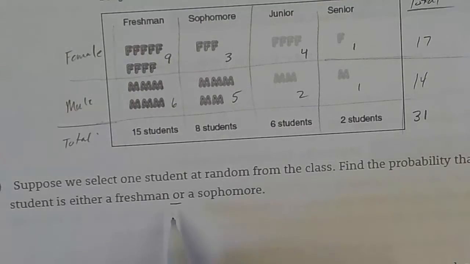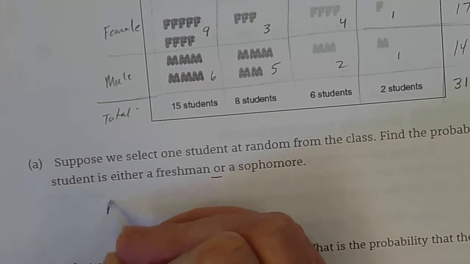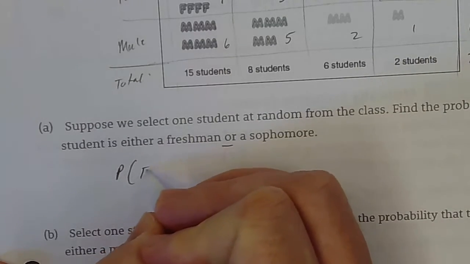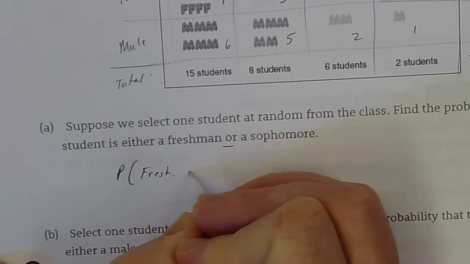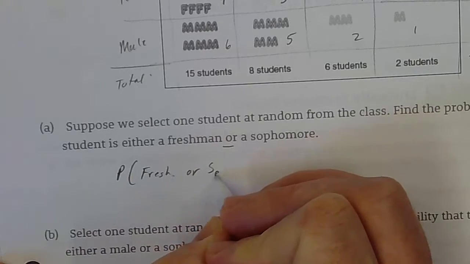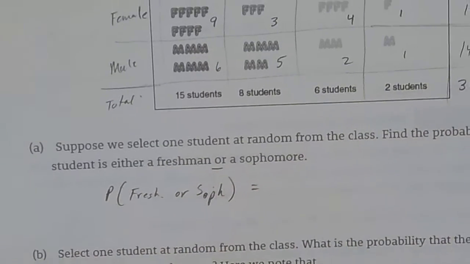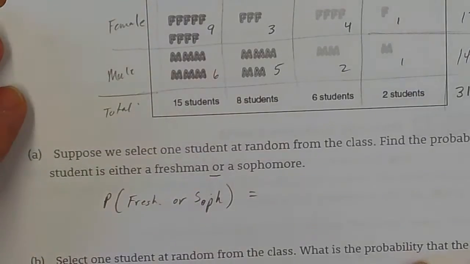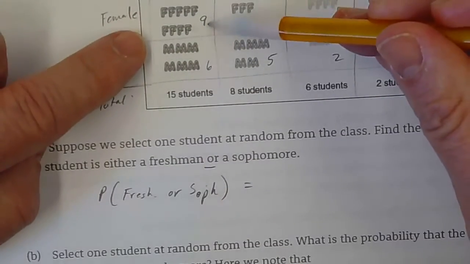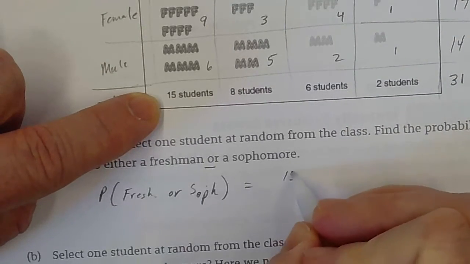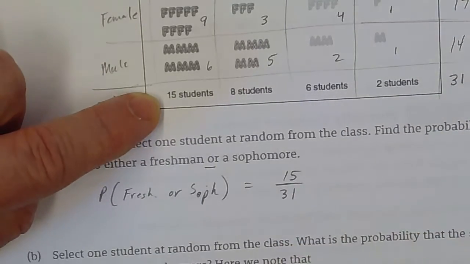Okay, but or here's how we're going to approach this. Let's write this down. Probability, use the probability notation of a freshman or sophomore. Well, what's the probability of the person being a freshman? Let's take a look at our table here. It's 15 out of the 31. Okay, that was section 5.1.